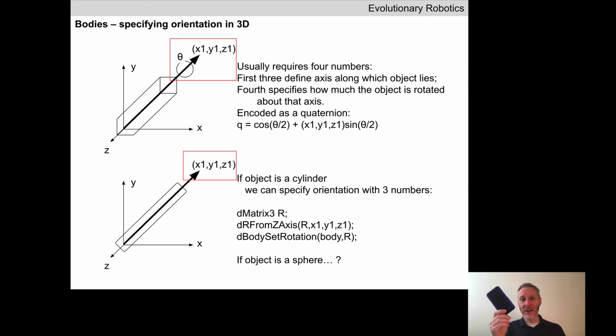But if we have an object that has different length, width, and height, like my cell phone, then obviously it is going to look different in the physics engine depending on its orientation about this vector. So we'll use cylinders when we start to get into setting the 3-dimensional orientation of the object. Gets a little tricky, but we can sort of simplify things by just manipulating 3 numbers. We want our object to be aligned along this vector.